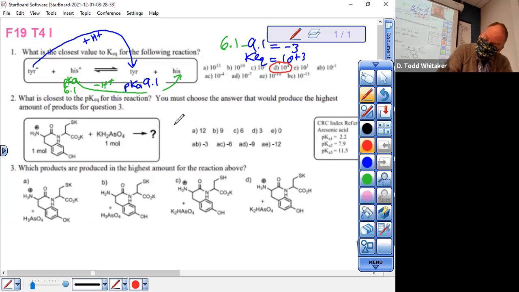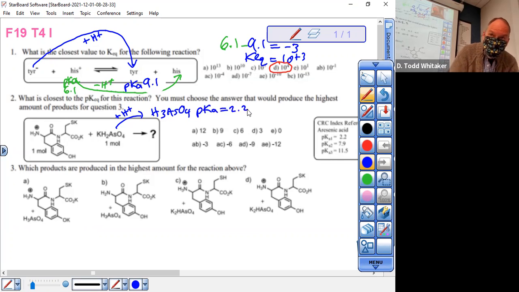All right, now this one's got some thinking. We need to do some thinking because I have to choose the answer that would produce the highest amount of products for question 3. So the one that goes forward the most. I don't know if this is going to be an acid or a base, and I don't know if this is going to be an acid or a base. We have to figure that out. Let's just do a quickie. If this is a base, then it's going to pick up a proton. It's going to go to H3ASO4. pKa is 2.2.